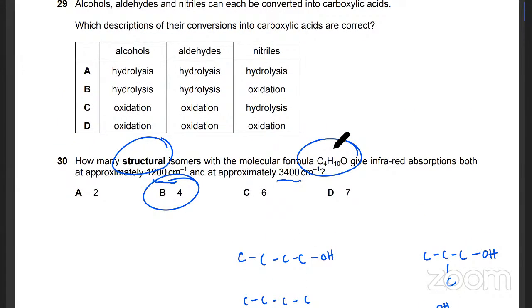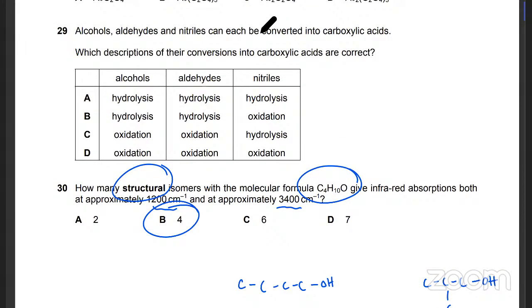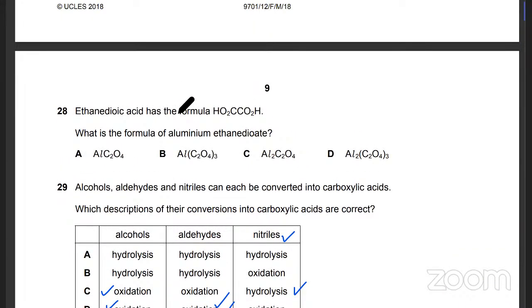Okay, moving to the previous one. Alcohols, aldehydes, and nitriles can each be converted into carboxylic acid. Which description of the conversions into carboxylic acids is correct? How do alcohols get oxidized to carboxylic acids? They get oxidized. How do aldehydes turn into carboxylic acids? Oxidation, that's also oxidation. How do nitriles turn into carboxylic acids? Hydrolysis. That one is hydrolysis, with dilute acid or dilute alkali. So it's C.